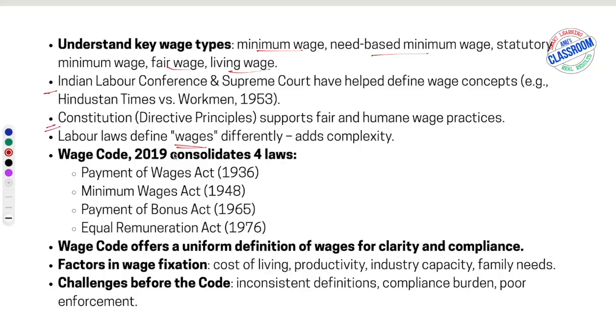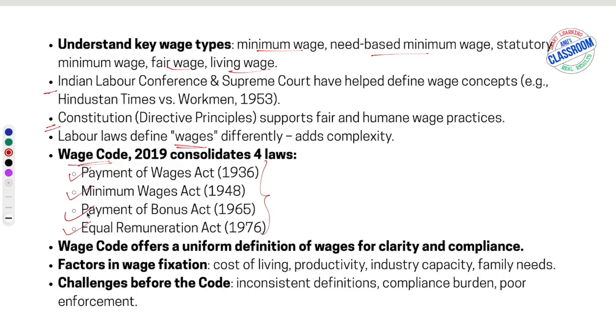Now, to solve all this, the government passed the Wage Code in 2019. This was a very big move to simplify and harmonize all these different definitions of wages under all these various acts. So, this code consolidates the four major wage related laws into one single code. Which are the four major wage related acts or laws which got consolidated? It is the Payment of Wages Act, Minimum Wages Act, Payment of Bonus Act, and Equal Remuneration Act.